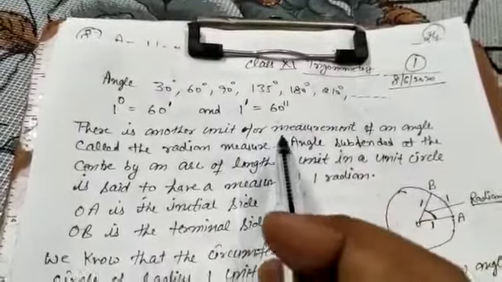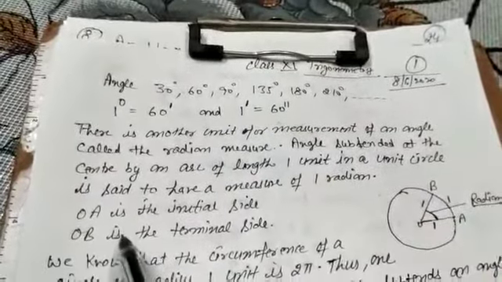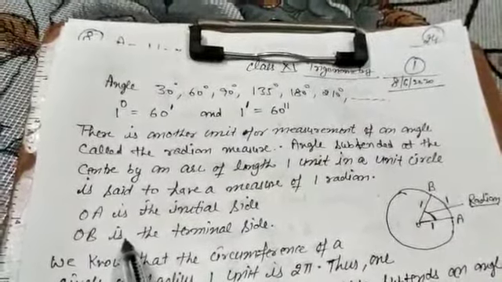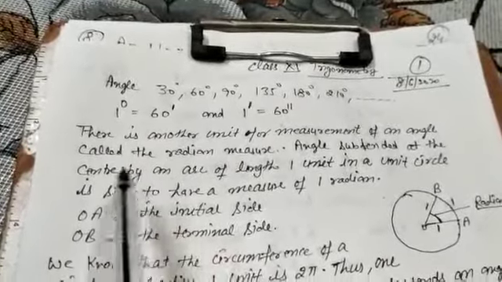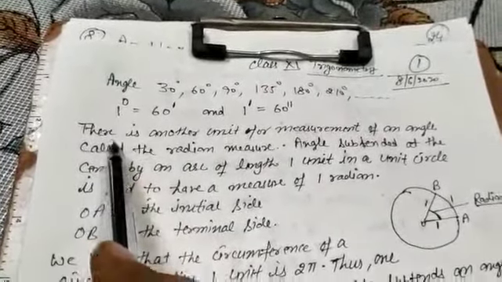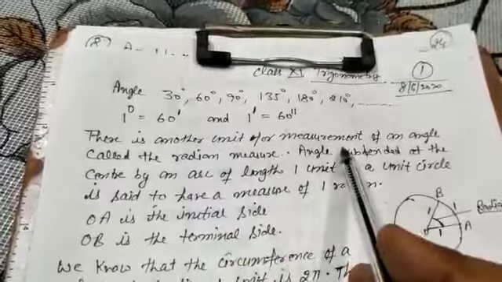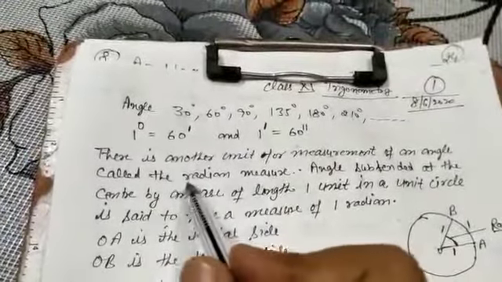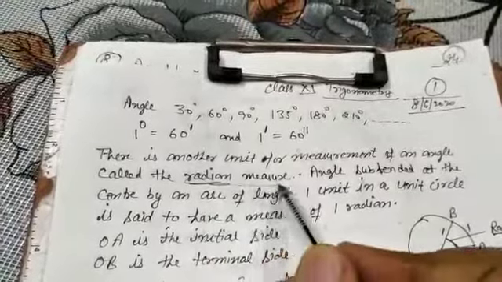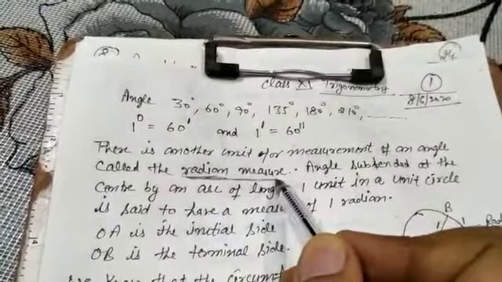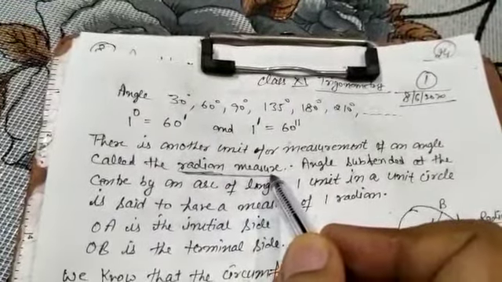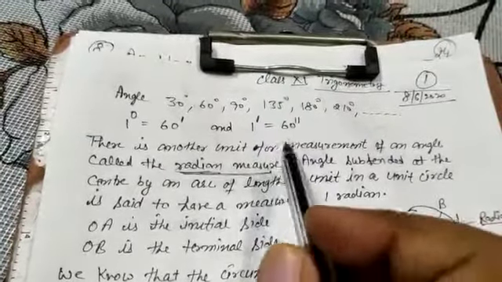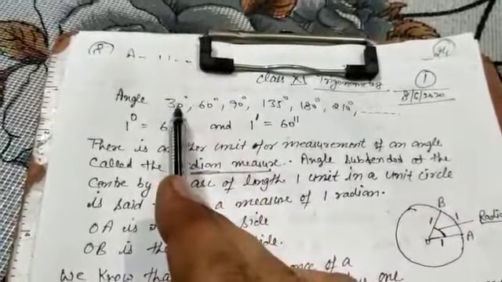But now there is one more way to measure the angle, and that is called the radian. See how we can study it. There is another unit for measurement of an angle. It is called the radian measure. Angle is also measured in radians. From class 11th onward, we always measure the angle in radians. We never measure the angle in degrees.